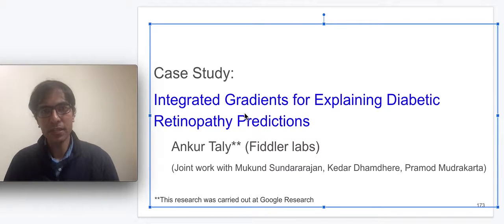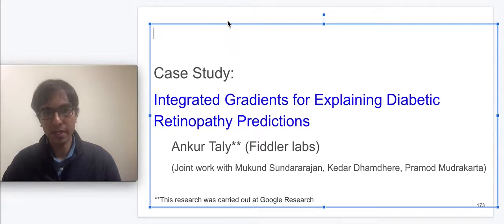Hi everyone. So now I'm going to talk about a couple of case studies on explainable AI. One from my time at Google, and the other one from Fiddler Labs. So the first case study is on applying integrated gradients for explaining diabetic retinopathy predictions.